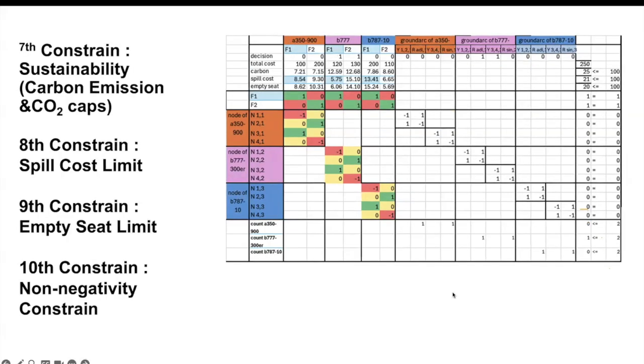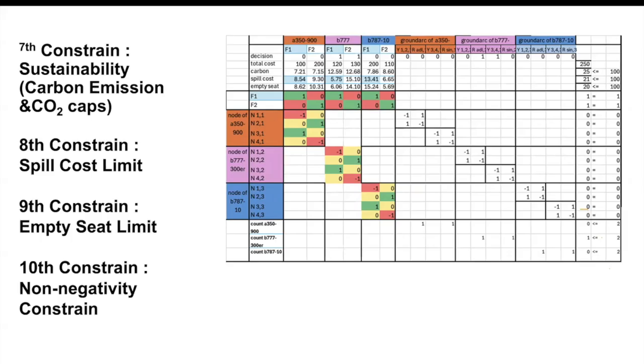Constraint 7 is the sustainability constraint. Total carbon emission should not exceed the target. Constraint 8 is the spill cost constraint. It limits the total spill cost. Too high a spill cost means too few planes or too small a plane. Constraint 9 is empty seats. It controls load factor efficiency. If there are too many empty seats, it means that the airline might use too large a plane for this schedule. And the last constraint is the non-negativity constraint. It ensures all variables are non-negative.